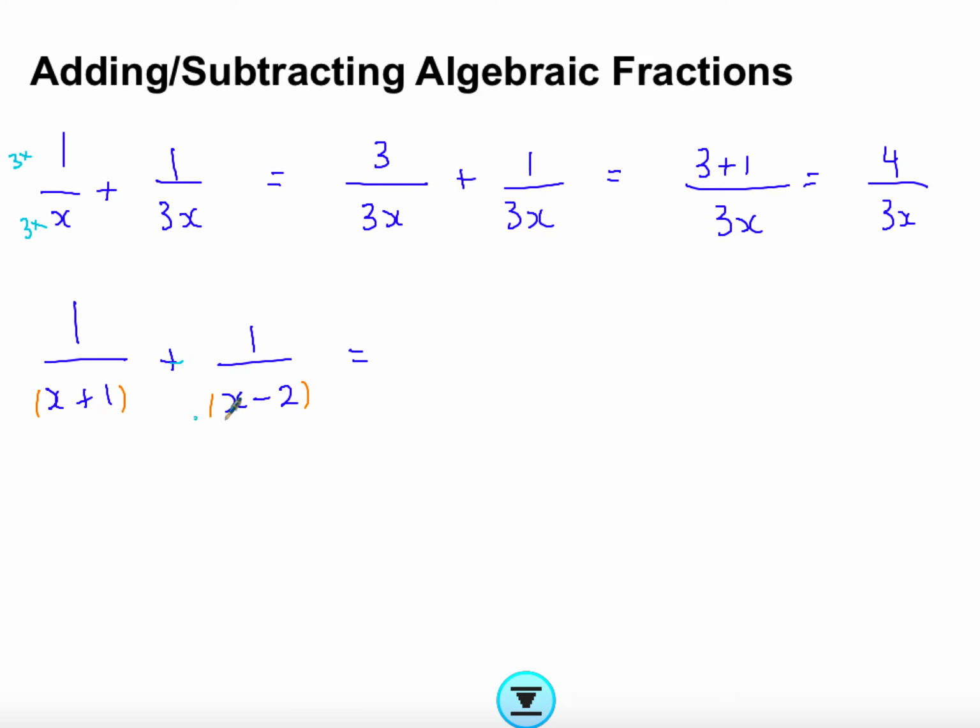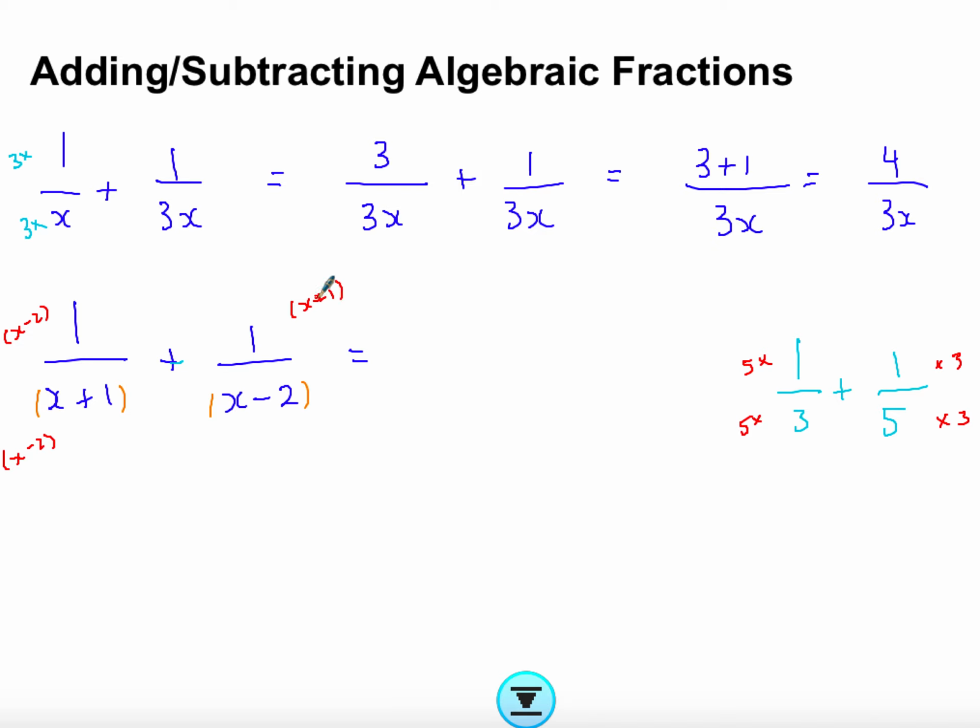So because we can't change one to the other, I'm just going to multiply this whole thing by x minus 2, and then this whole thing by x plus 1. It's the same as if you had a fraction, for example, 1 over 3 plus 1 over 5. I can't change the 3 to a 5, nor a 5 to a 3. So what I'm going to do is I'm going to multiply this by 5, and I'm going to multiply this by 3. It's the same idea here. I'm going to multiply this whole thing by x minus 2, and then this whole thing by x plus 1.